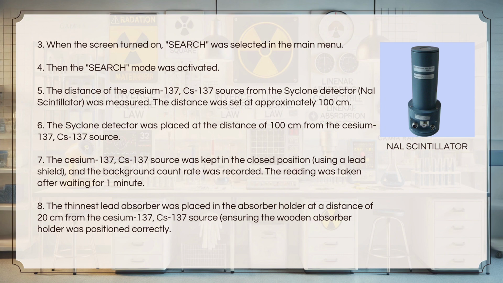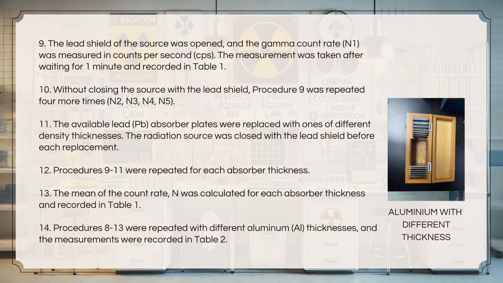Place the thinnest lead absorber in the holder at a distance of 20 cm from the radioactive source. Open the lid shield of the source and measure the gamma count rate. Record the value after waiting for 1 minute. Repeat the measurement for additional lead absorber thicknesses by replacing the plates and ensuring the source is shielded during each replacement. Repeat the same steps using aluminium absorbers of varying thicknesses. Calculate and record the average count rate for each thickness.